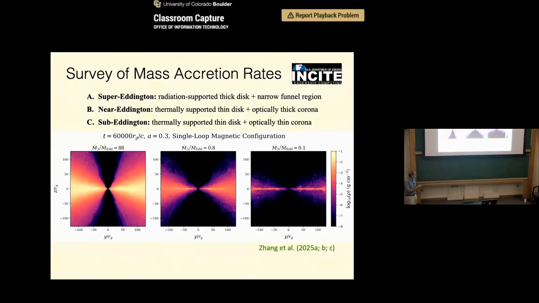The near Eddington flows have this gas pressure thin disk with an optically thick corona, quite thick above that. Whereas the sub-Eddington case, it's all the way down to a gas pressure supported thin disk plus an optically thin corona on top of that. And so you might think of these as being certain states of X-ray binaries, and maybe these are ULXs, and we're trying to compare the properties of these flows.